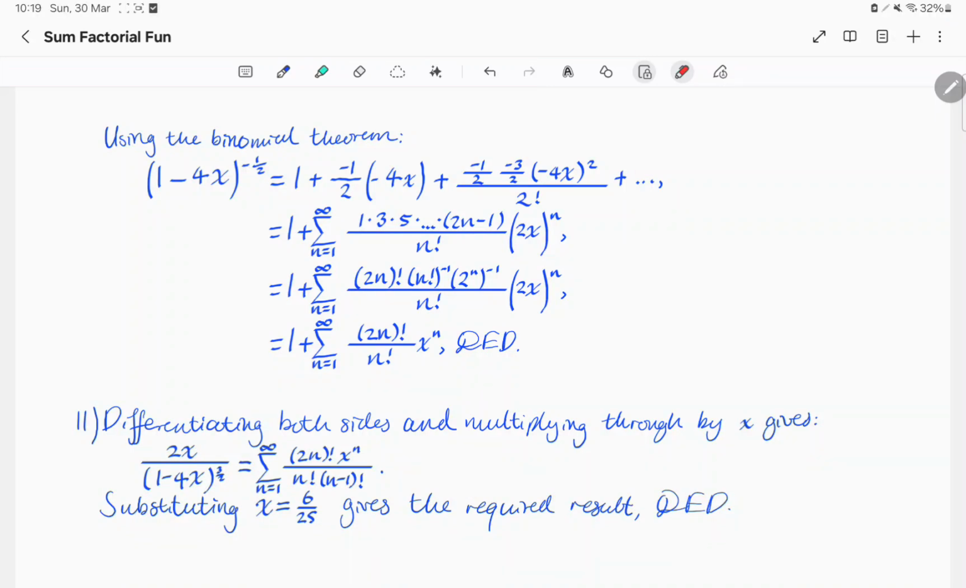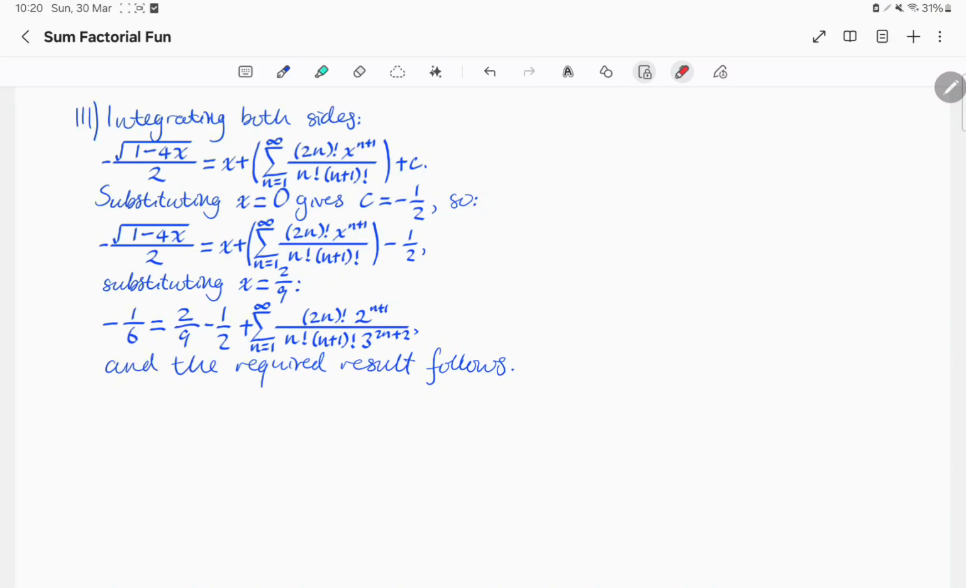Now we can move on to part 2. Here we can differentiate both sides and multiply through by x to give 2x over 1 take 4x all to the 3 over 2 is equal to the sum from n equals 1 to infinity of the factorial of 2n multiplied by x to the n all over n factorial multiplied by the factorial of n take 1. From here, substituting x equals 6 over 25 will give the required result.